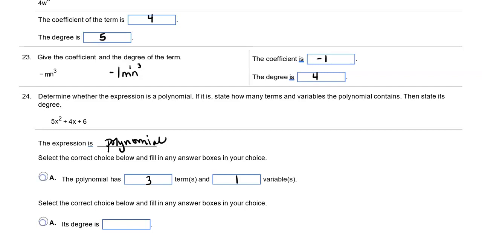And the degree of the entire polynomial is 2. And the reason why it's 2 is because we have 3 separate terms. The first term has the degree of 2, the second term has the degree of 1, and the last term has the degree of 0. So in order for us to find the degree of the entire polynomial, we always look for the term that has the greatest degree or the highest degree. And in this case, that is 2. So the degree of the polynomial is 2.